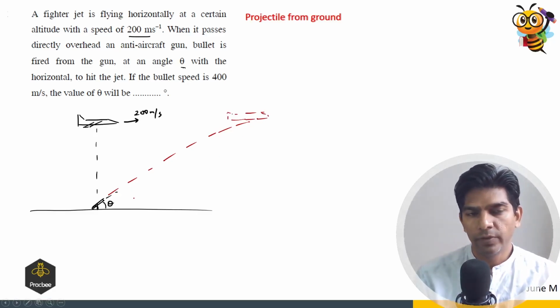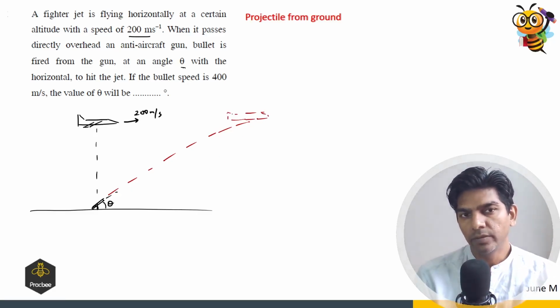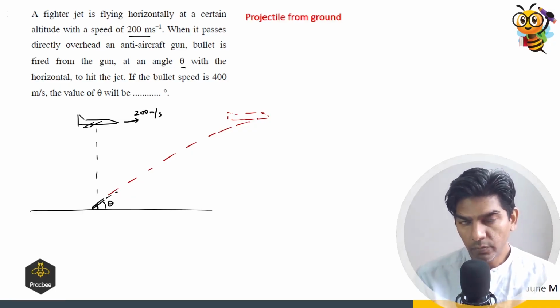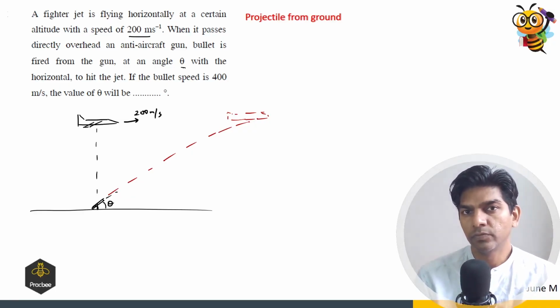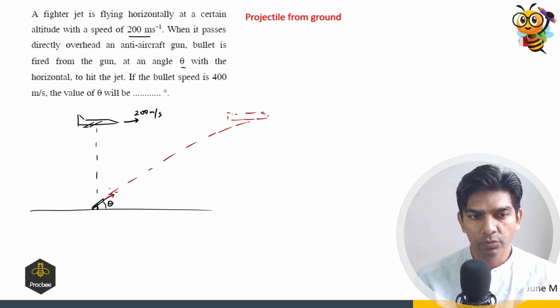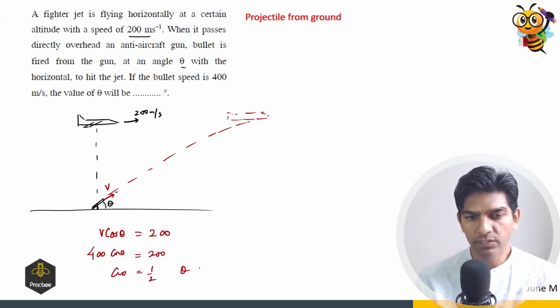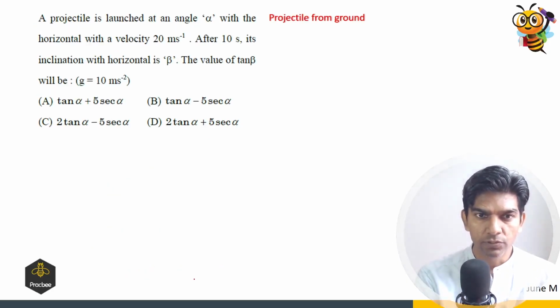Okay, so when can this thing happen? Only if their horizontal components are equal, right? The horizontal components of velocity are equal. So if the velocity of projection of the bullet is v, then v cos theta should equal 200, and the bullet speed is given as 400. So 400 cos theta equals 200, so cos theta will be 1/2. So theta will be 60 degrees, right? So 60 is the answer to this question.